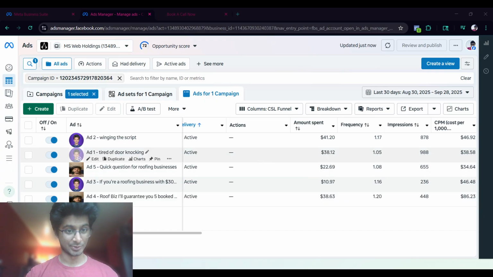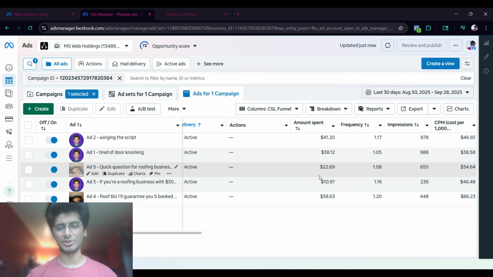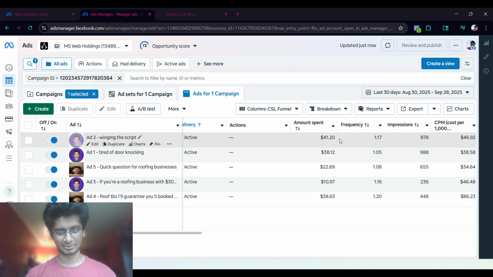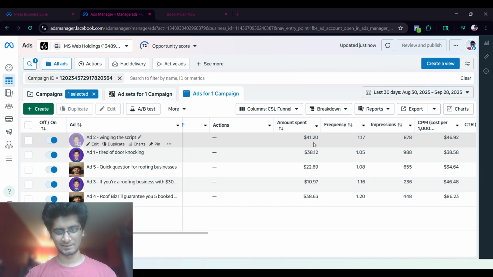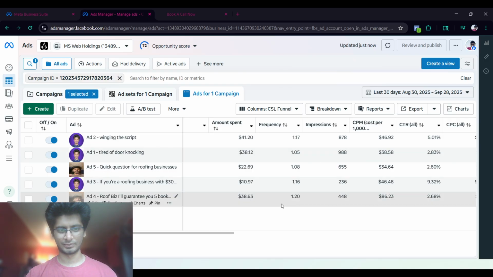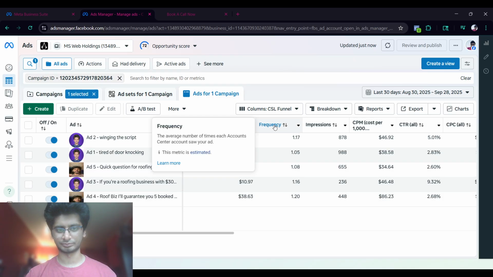Ad one initially had the most success. Ad one was killing it. All these others were like $0, $1. Ad one had like 30. It's interesting to see now that ad two is the most amount spent. That's the amount spent. Let's just see frequency. Interesting. Ad four has the most frequency.